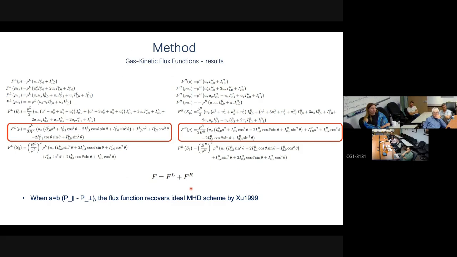The flux through the interfaces is the sum of the two partial integrals. So we need both flux left and flux right to get the actual flux. And when A equals B, which means the parallel pressure is equal to the perpendicular pressure, the flux function recovers the ideal MHD scheme.